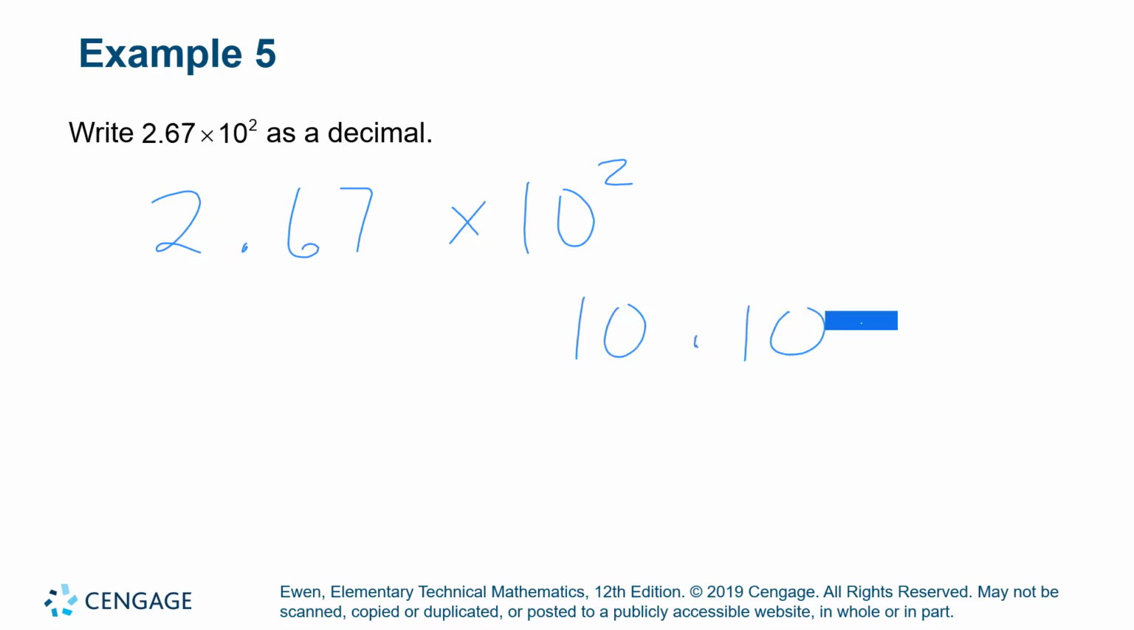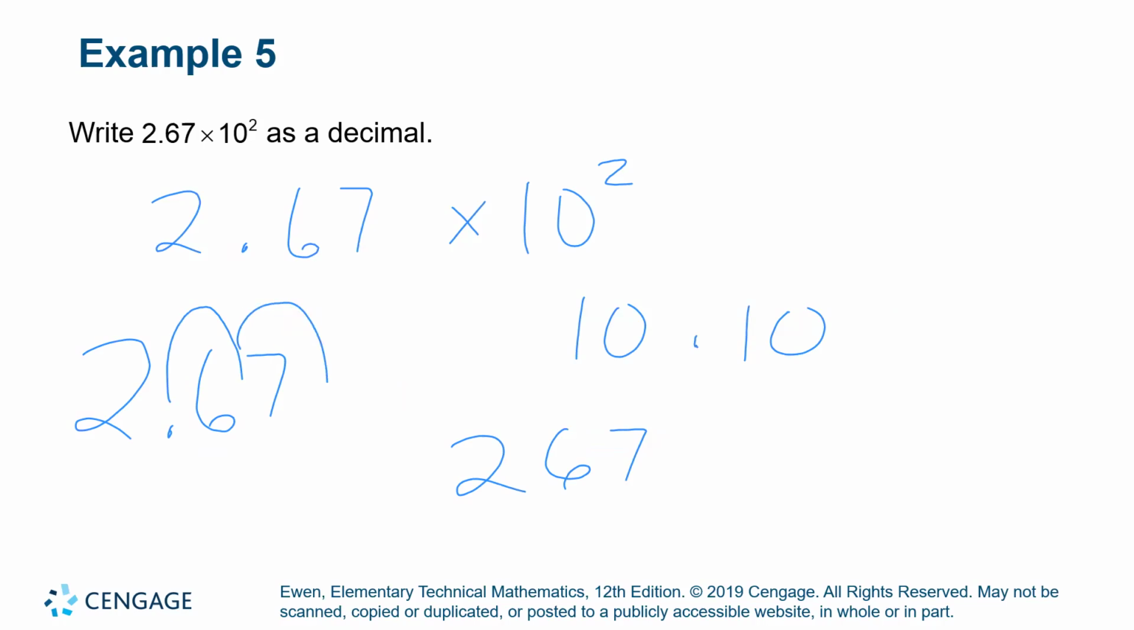In this one, we've got a problem. It says, write 2.67 times 10 to the power 2 as a decimal, or write it in standard form. You could go to the calculator and do 2.67 times 10 times 10, which is 2 times. 10 times 10 is 100, so that gives you 267. Or, because you have 10 to the power 2, you are multiplying, so you're moving the point 2 times to the right. That gives you 267. That's another way to do it.